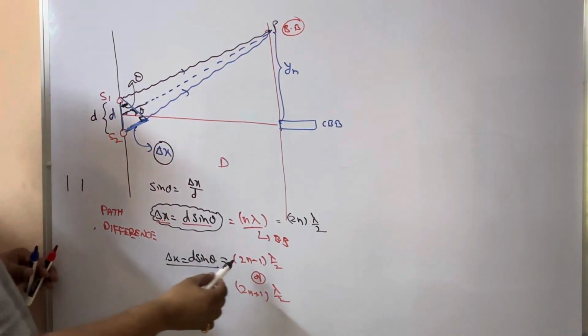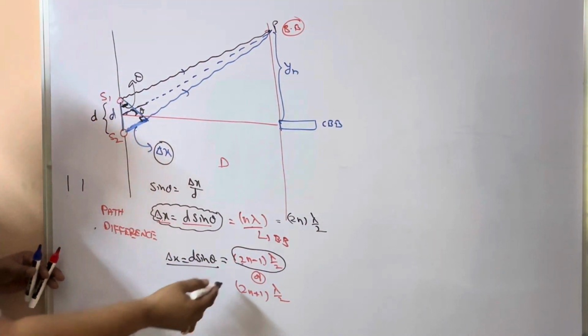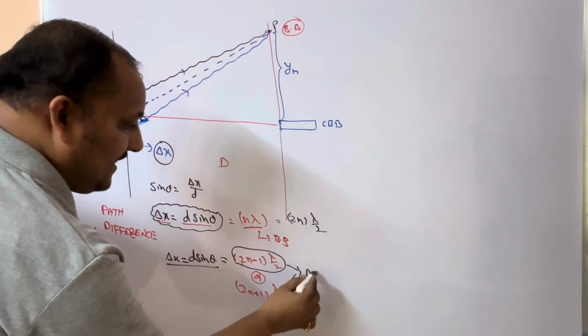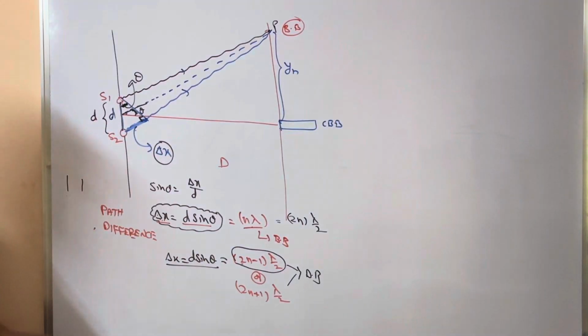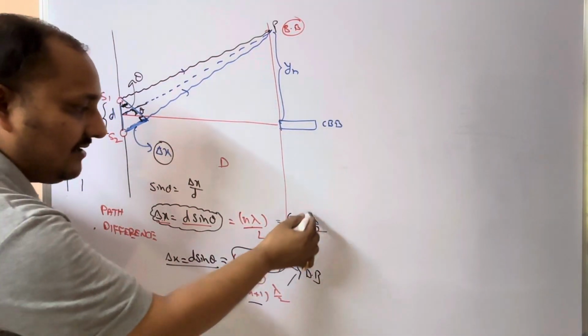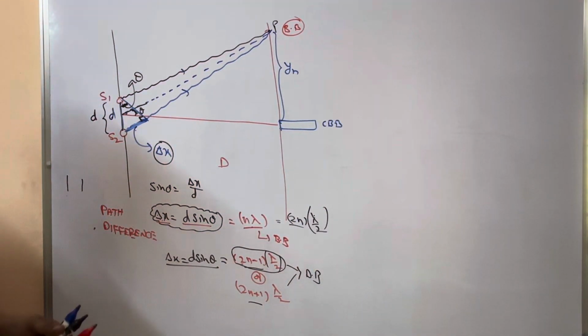Generally you have to take this one rather than this one. Why it is an advantage, I will explain. Now, this is the condition for dark band: if you multiply lambda by 2 with an odd number, you will get a dark band. If you multiply lambda by 2 with an even number, you are going to get a bright band.